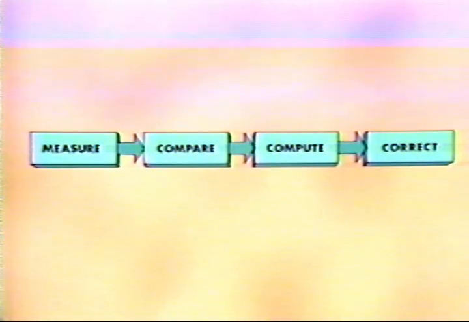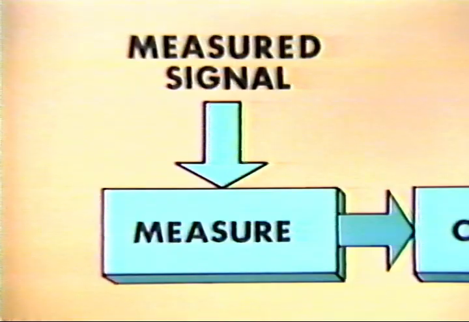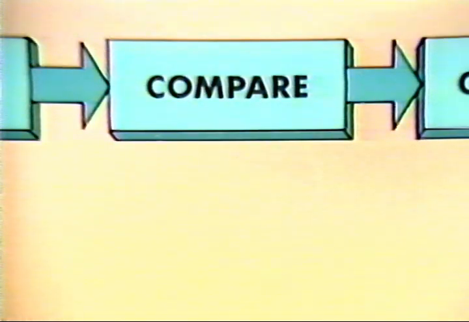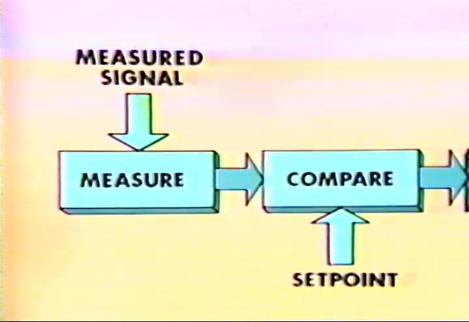Pneumatic controllers perform four basic functions. They measure, compare, compute, and correct. First, the controller measures the value of the process variable. It can do this directly by using a primary sensing element, or it can receive a signal from another instrument, such as a transmitter. The controller then compares the measured signal to set point for the process. As we'll see later, set point can be developed in several ways, depending on how the controller is built. The thing to remember is that in the controller, the measured signal is compared to set point.